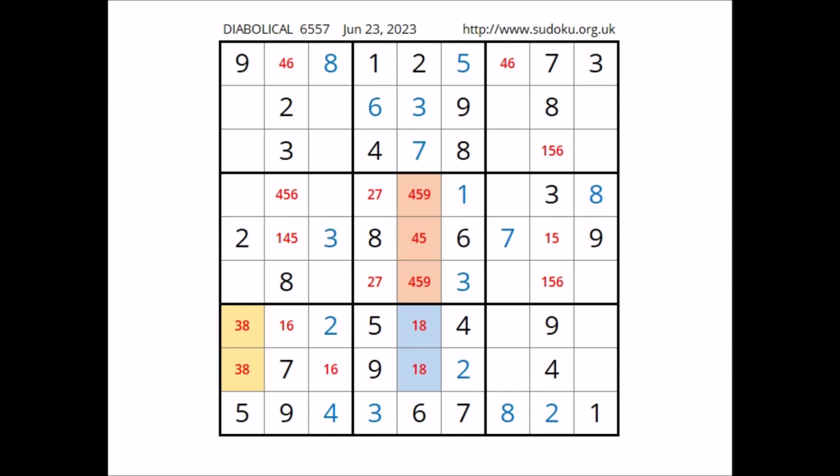What else? Let's see, look, where can be number 7 in this sector? 7 in this column, 7 in this row, in this sector, 7 in this place. Okay.